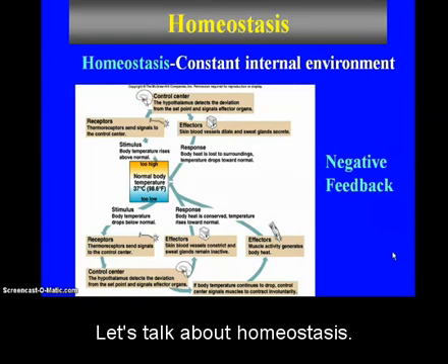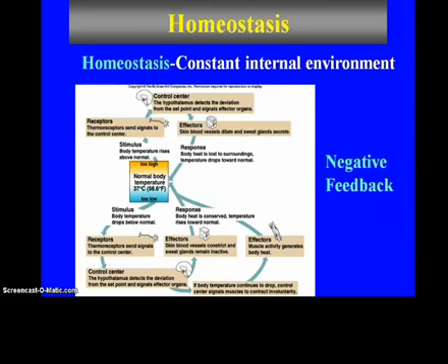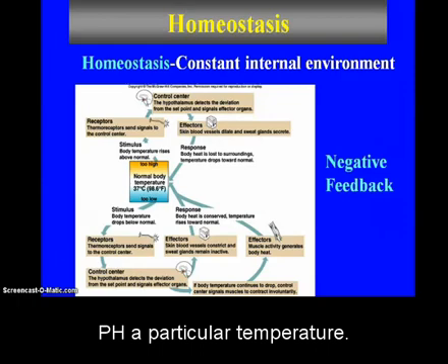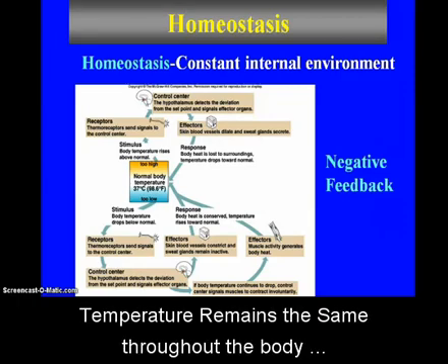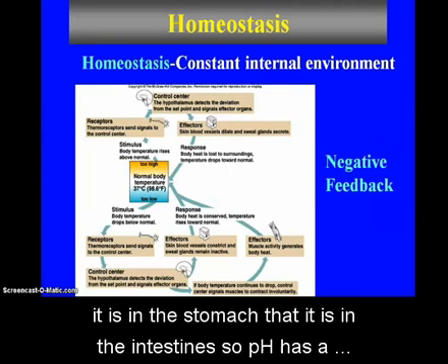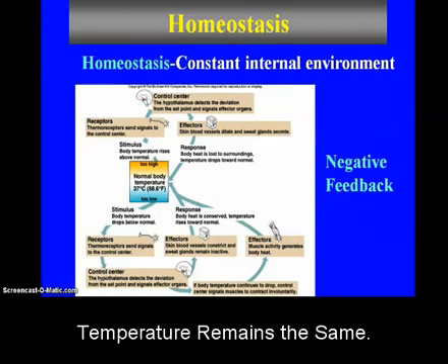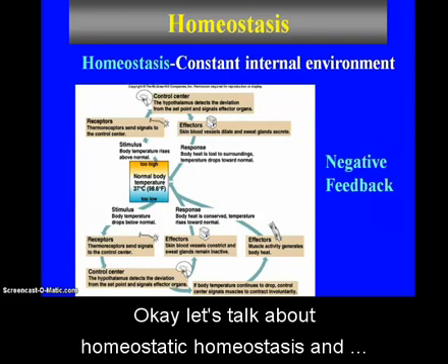Let's talk about homeostasis. We need to know that we have a constant internal environment. Things need to stay at a particular pH, a particular temperature. Now, temperature remains the same throughout the body for the most part, but pH may be different in the mouth than it is in the stomach, than it is in the intestines. So pH will vary from place to place. Temperature remains the same.